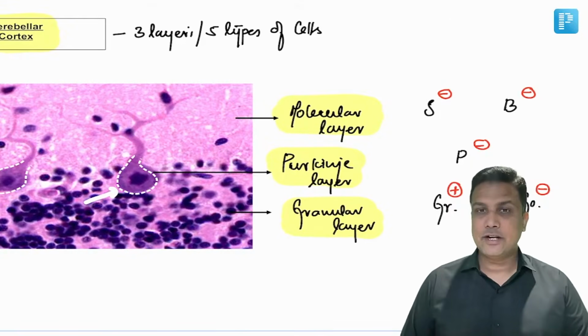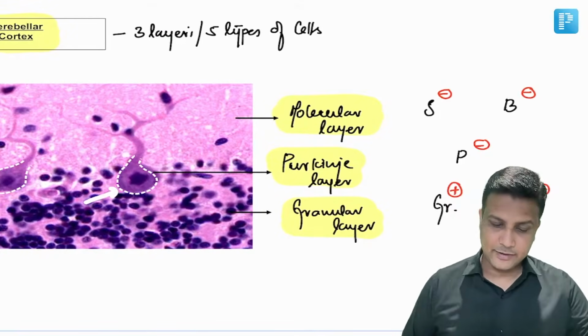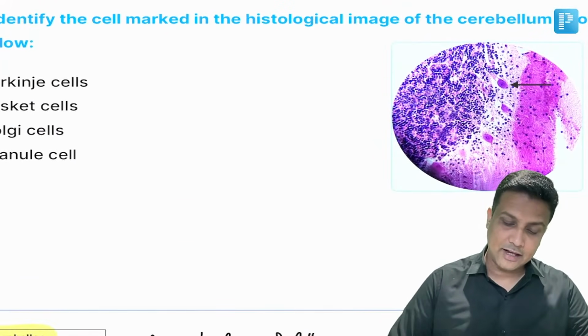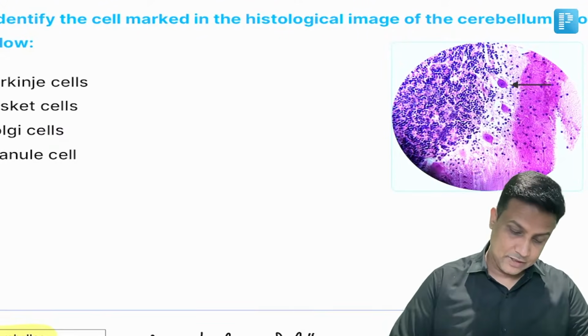So these are all the points that you have to remember about the cerebellar cortex, my dear friends. Once you know this, the moment you look at this diagram, you can clearly see the arrow mark is actually on those Purkinje cells. So therefore, the correct answer here is the Purkinje cells.